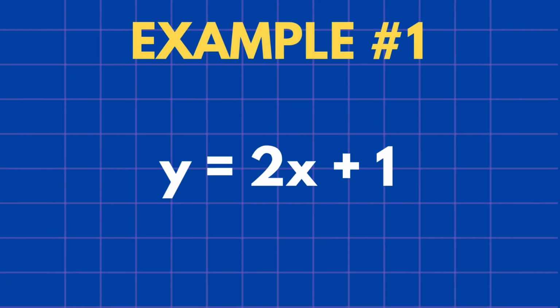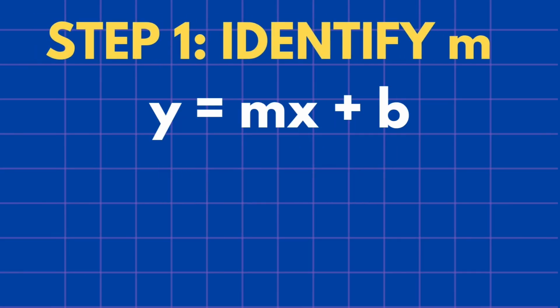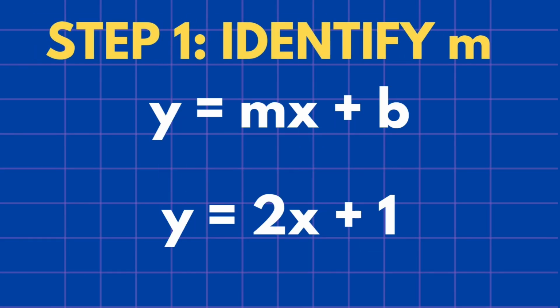Let's look at our first example. Plot the graph for the equation y equals 2x plus 1. Using the steps we previously outlined, let's start solving. Step 1. Identify m. Knowing the equation y equals mx plus b, we can see that m equals 2. Since m is a positive number, we know our graph will be a line that goes up.